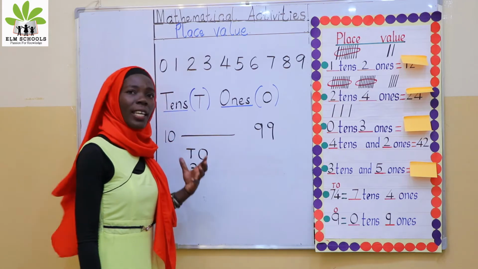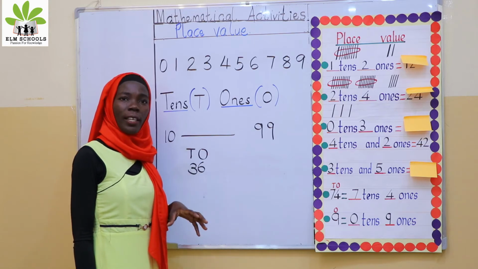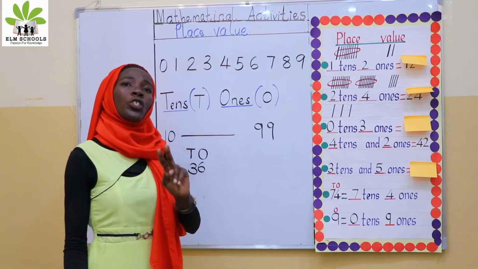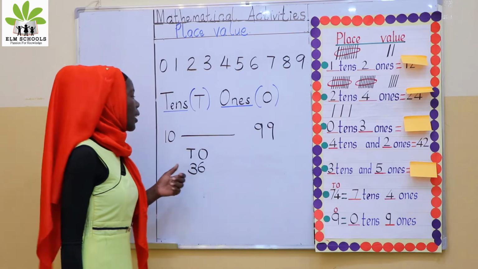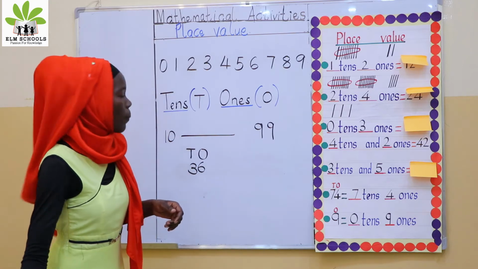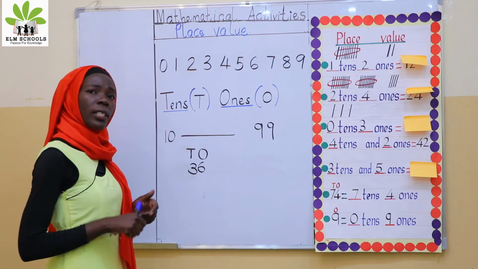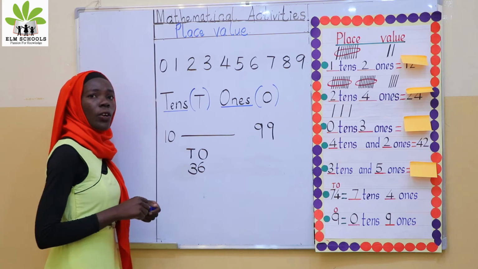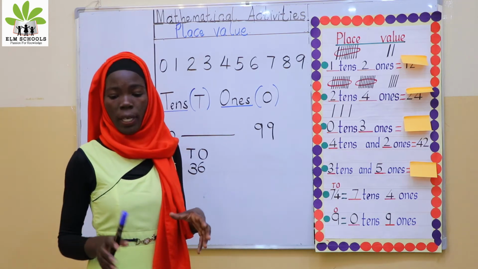Now from number 10, 11, 12, up to 99, the numbers have two digits. For example, I will use number 10. Number 10 has two digits. That is 0 and 1.